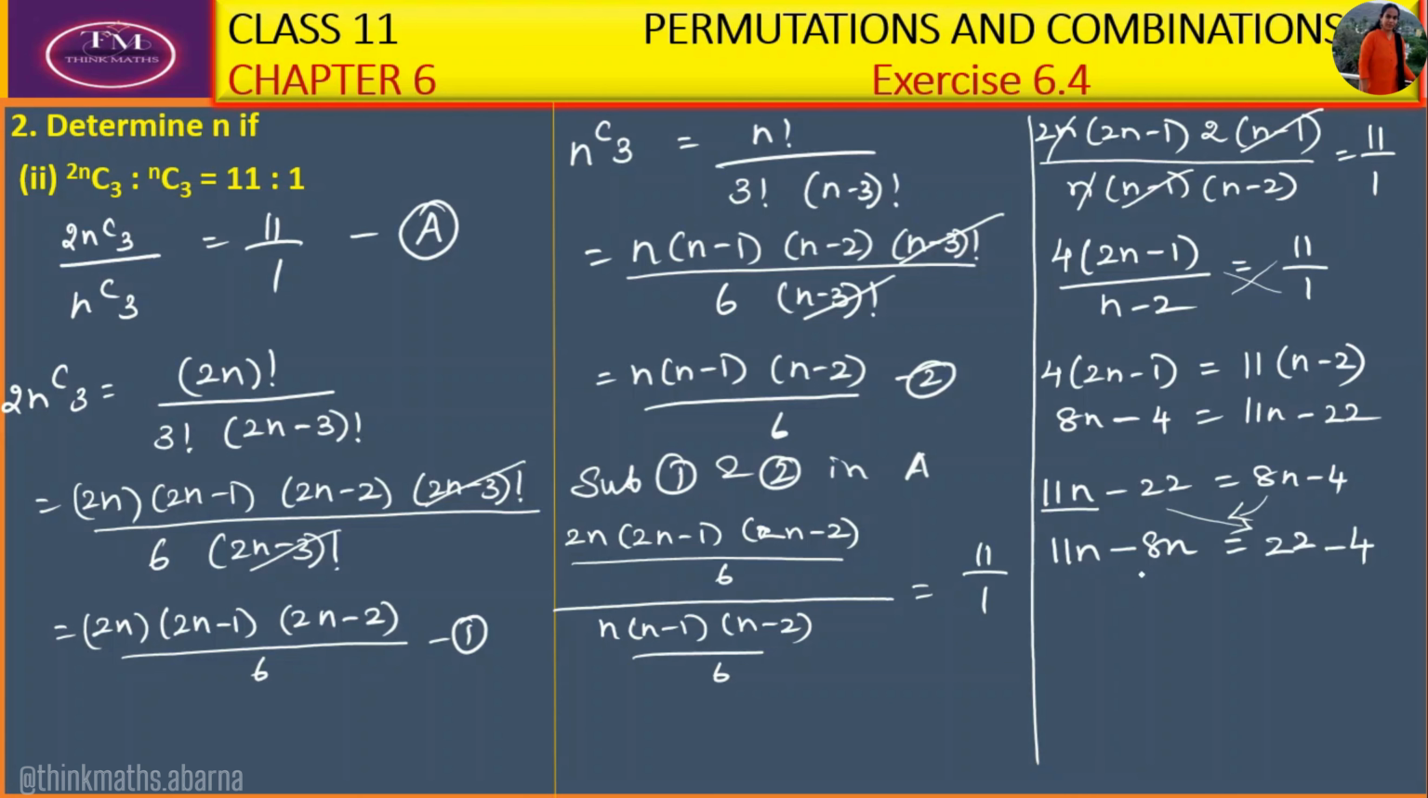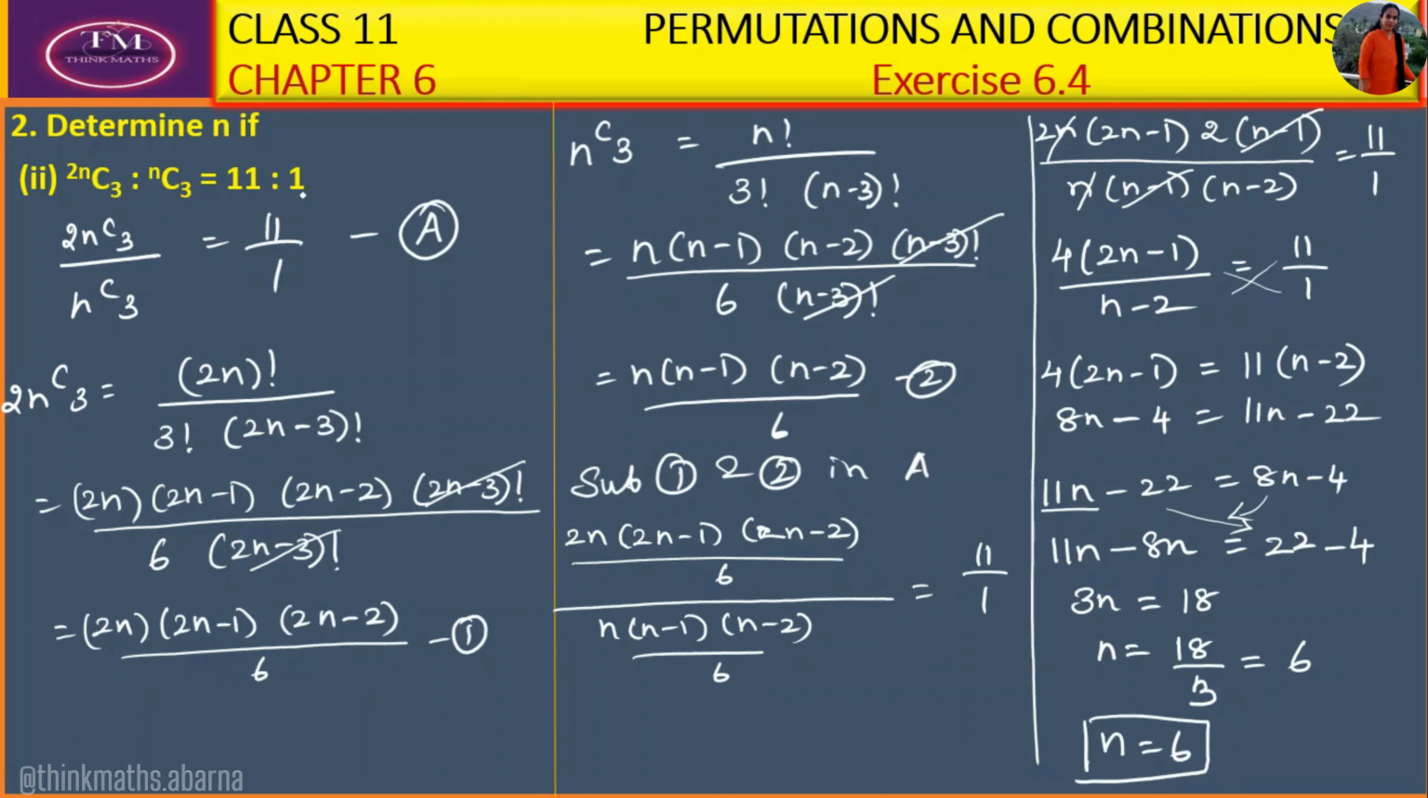So 11 minus 8 is 3n. 22 minus 4 is 18. So 3n will be equal to 18. This 3 is in product, so it will come to division. 18 by 3 is 6. So n will be equal to 6.